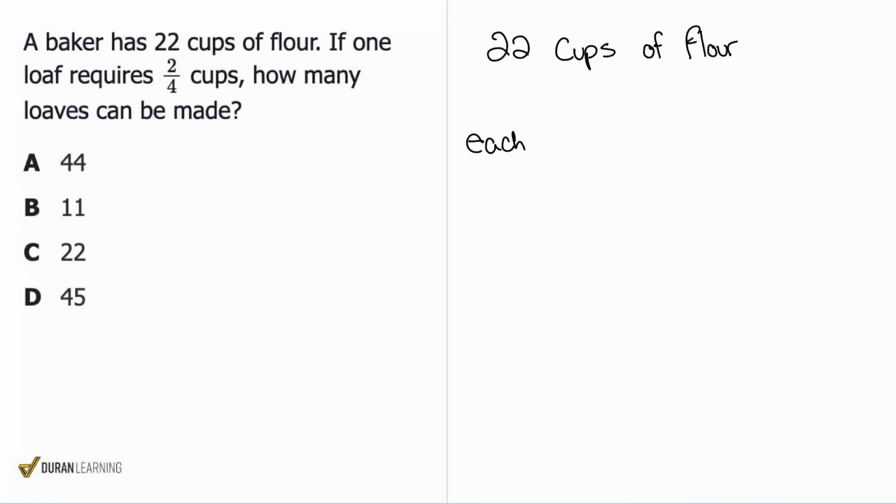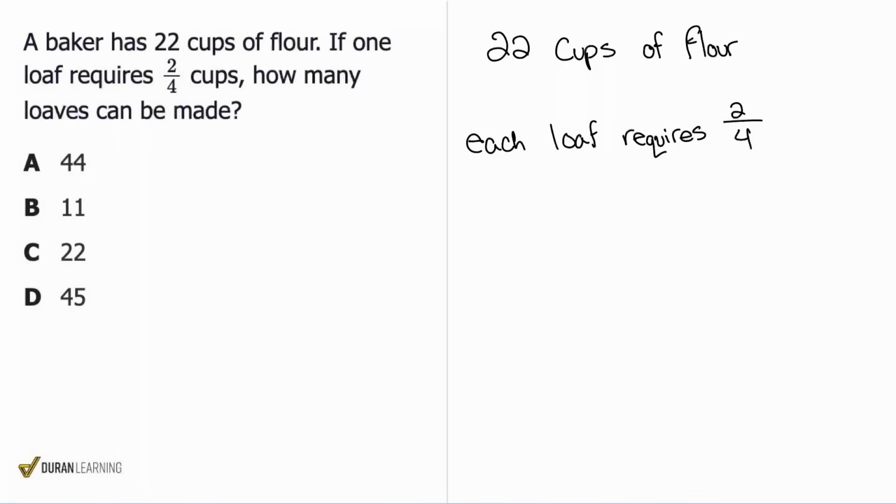Each loaf requires 2/4 cups. So, with that said, my party people, if we have 2/4 cups per loaf, we need to multiply that by the number of loaves to get the grand total. So we already have the grand total, everybody. We have the total cups of flour.